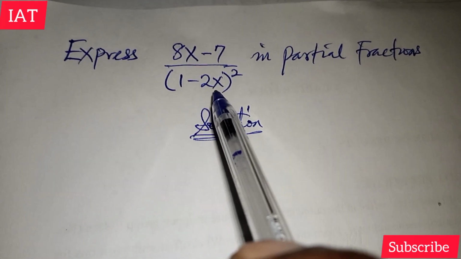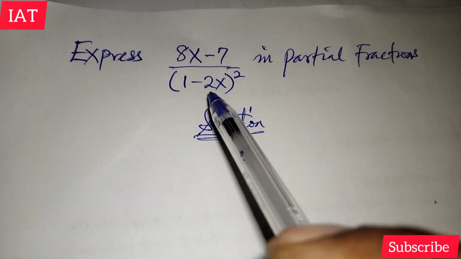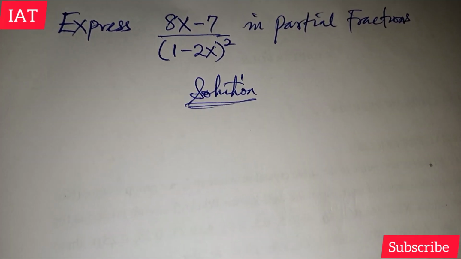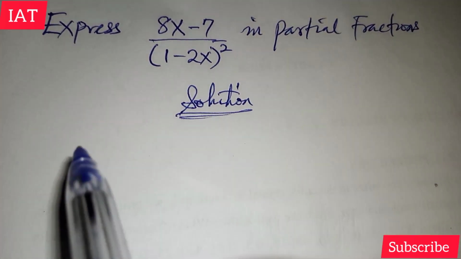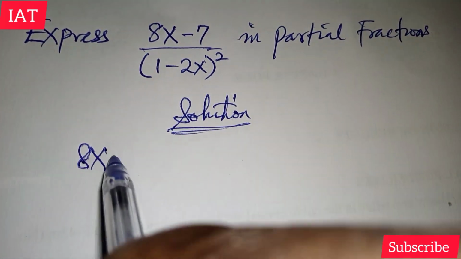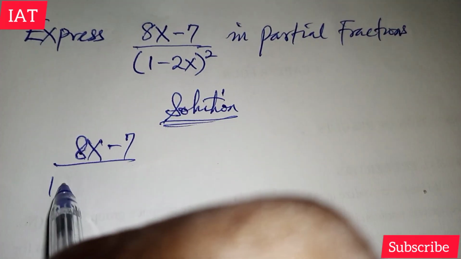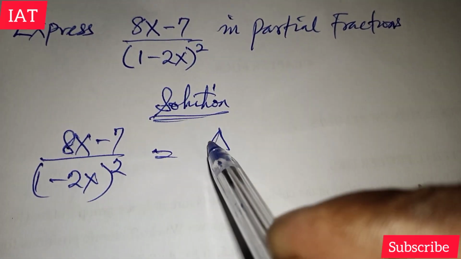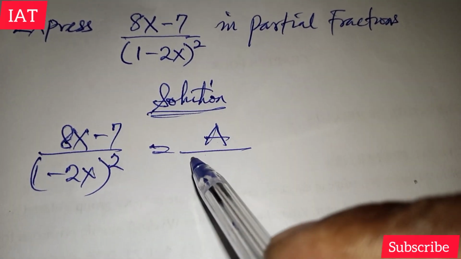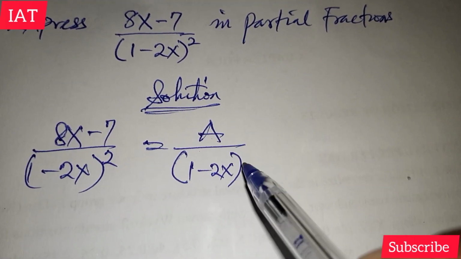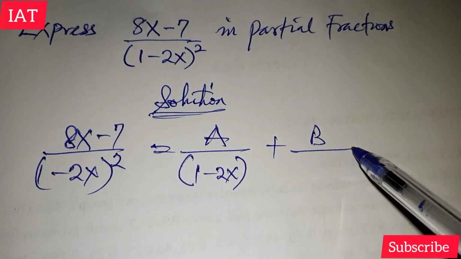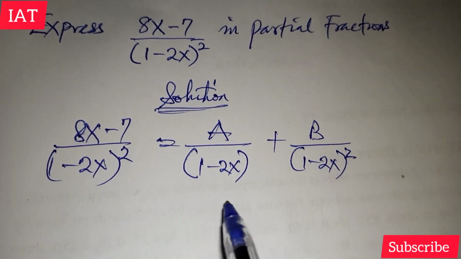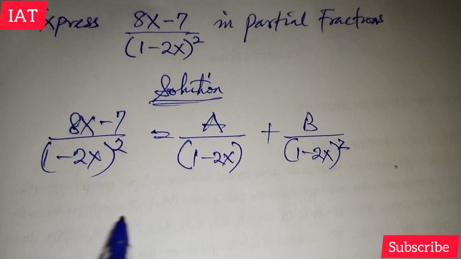So now when we look at the denominator, this is what we call a repeated denominator of a linear function. So in that case, we want to simplify that to become a assigned to the first one, which is 1 minus 2x, plus b assigned to the same 1 minus 2x all squared. So this is what we call a repeated linear factor.